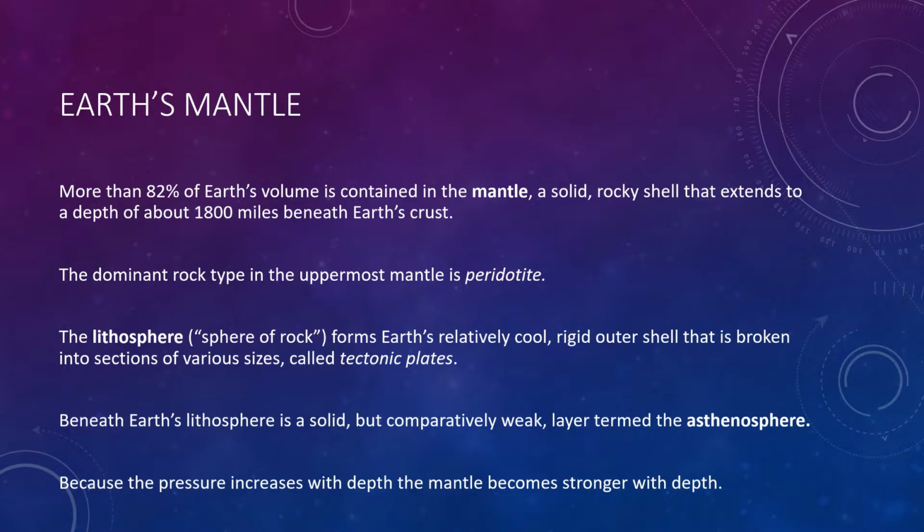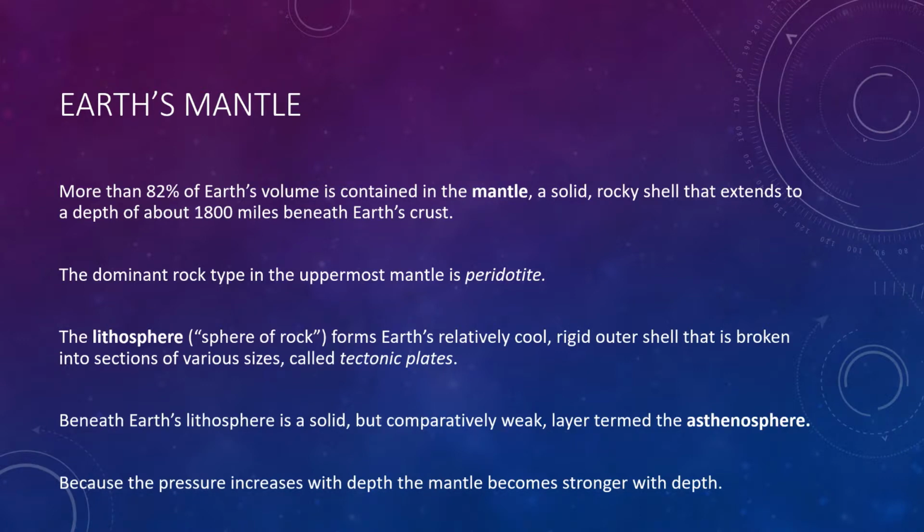Beneath Earth's lithosphere is a solid but comparatively weak layer termed the asthenosphere. Because the asthenosphere and lithosphere are mechanically detached from each other, the lithosphere is able to move independently of the asthenosphere, which allows for plate tectonics.